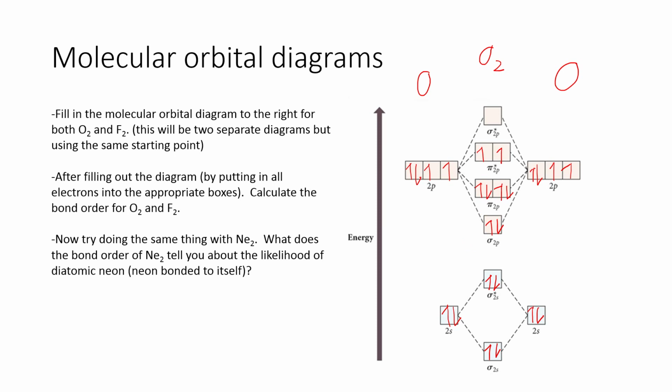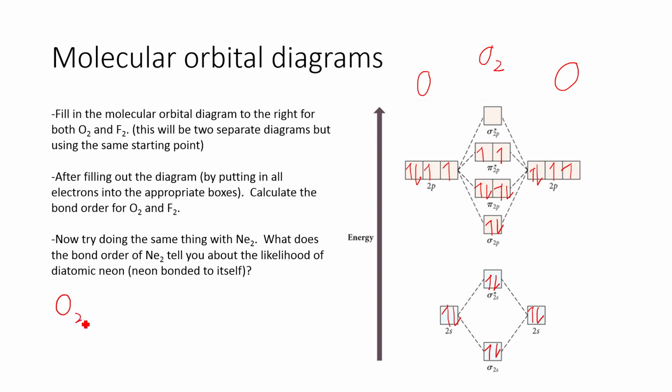So let's try figuring out, so the question asks us to draw both O2 and F2. So that I don't have to redraw the entire thing, I'm going to go ahead and answer some of the rest of the question, and then we'll go back and do it for fluorine. So the question asks us to calculate the bond order for oxygen. So I'm going to do this over on the left.